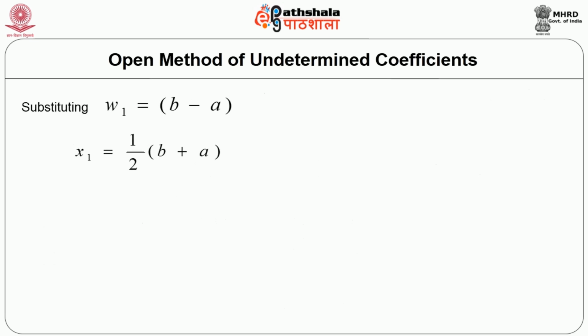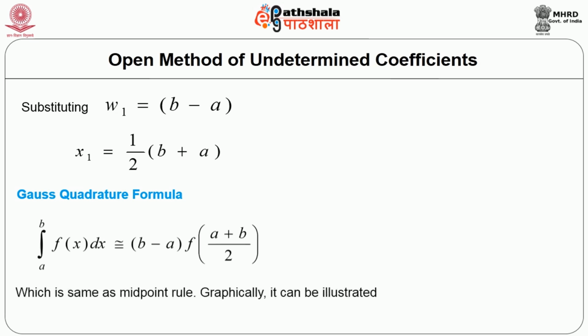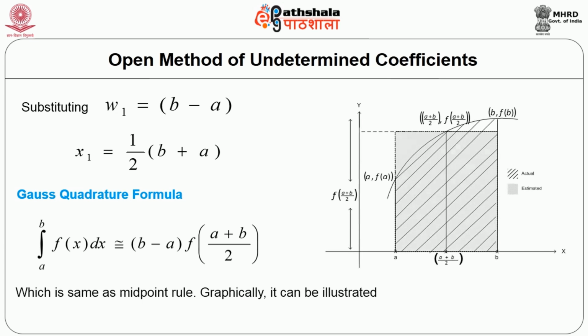Already we have got the value of w1 as b minus a, we substitute w1 as b minus a here, which gives x1 is half into (b plus a). And that is how we get the value of x1 as half (b plus a) and the weight as b minus a. Our formula becomes the integral from a to b of f(x) dx as (b minus a) into f at the midpoint (a plus b) by 2. Actually, this formula is same as which we discussed as the midpoint rule in the case of open Newton-Cotes formulas. You can look at the graph shown here.